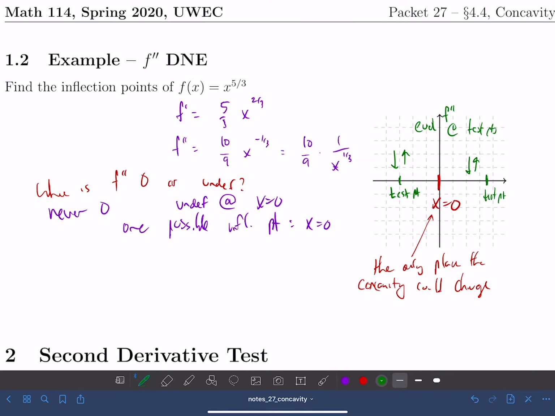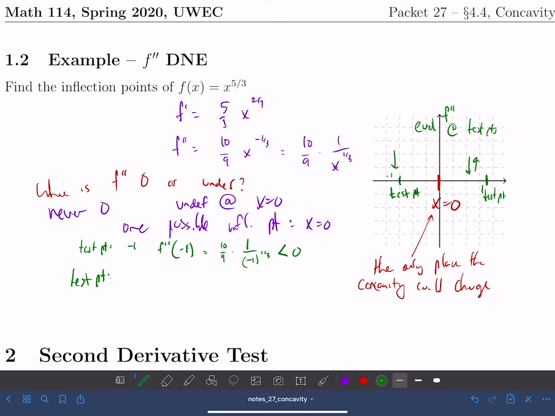So I know a convenient point just to the left of x equals 0. Let's call that -1, let's call the other one 1. So the test point of -1, I need to know f double prime of -1. That's equal to 10/9 times 1 over -1 to the 1/3, which is less than 0, which means that I have a concave down function there.